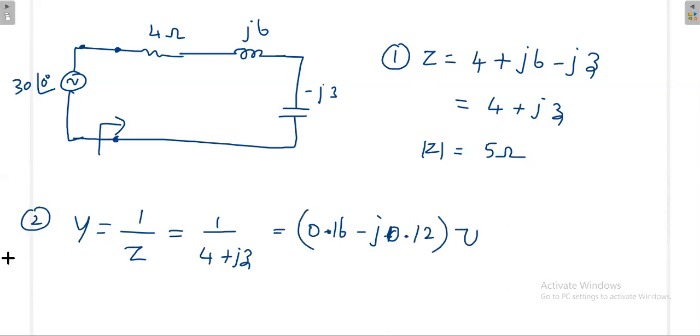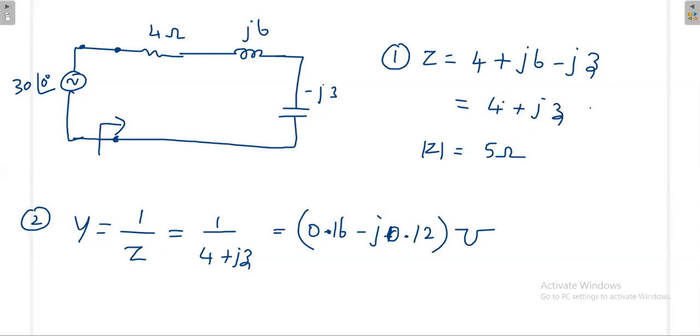I will give you one shortcut here, because when you do this operation, sometimes you may miss out, and finally your answer may be wrong. To verify this, one simple idea is there. You are going to find out 1 by Z for this Z. Y is equal to 1 by Z. This is your original value, 4 plus j3. This is 4 times, this is 3 times.